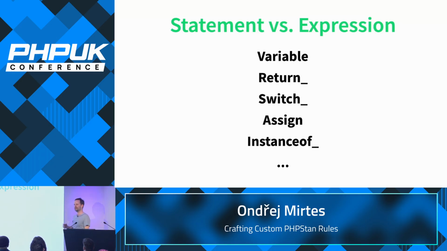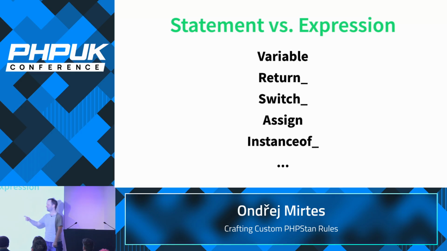What about assign? Statement or expression? Assign is an expression because you can put it into another expression. You can call a function and you can actually assign something inside the argument of the function. And the type of assign is actually the thing that you are assigning. So the type of the entire assign expression is the thing that you are assigning on the right side.